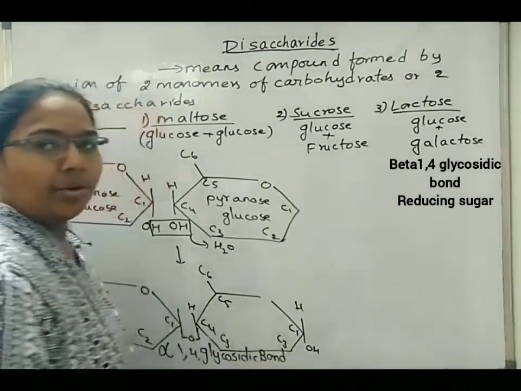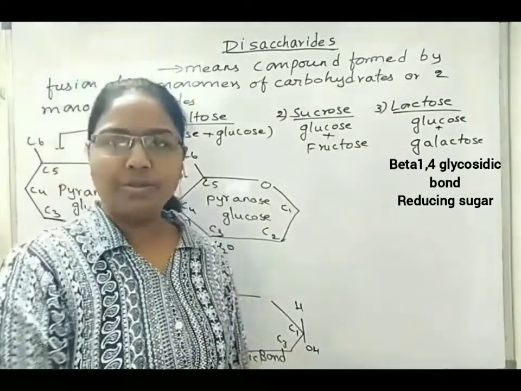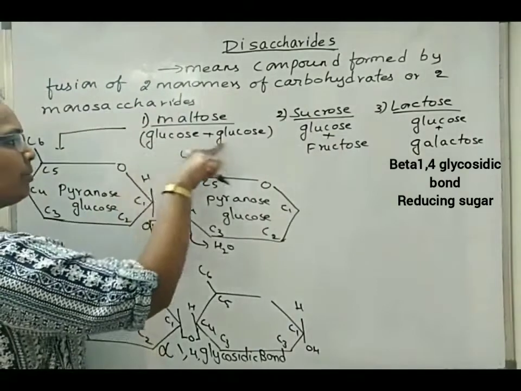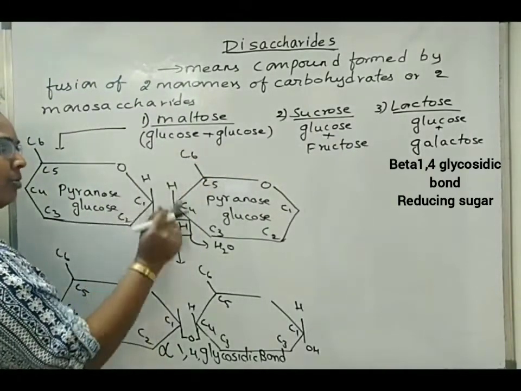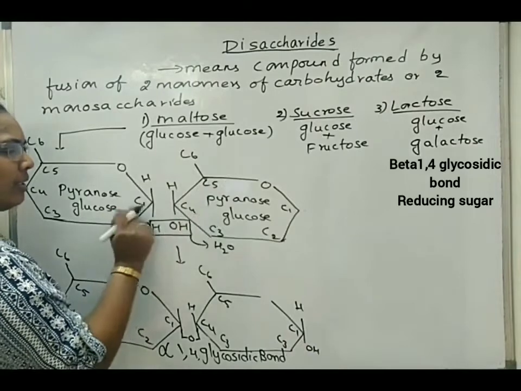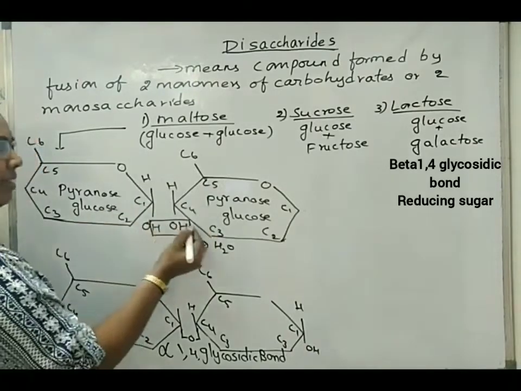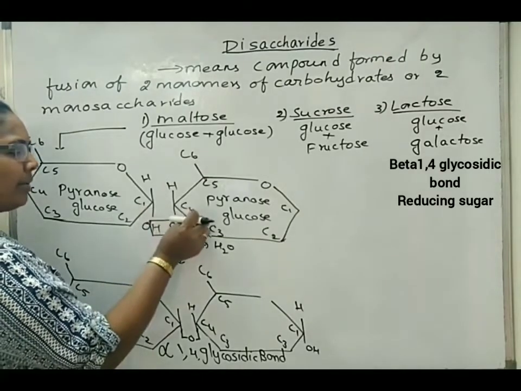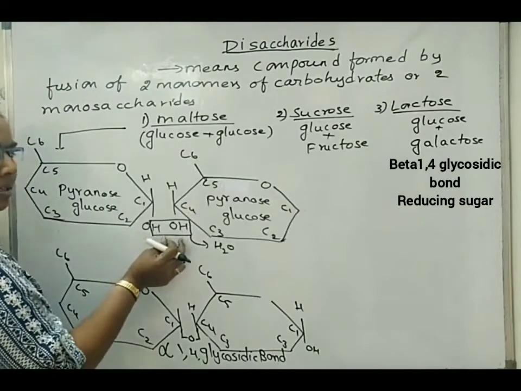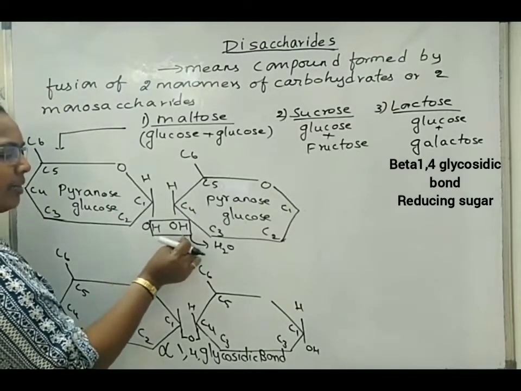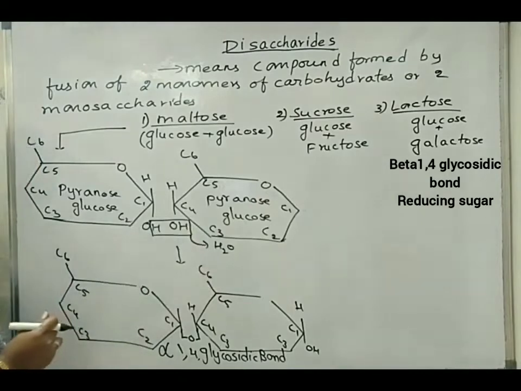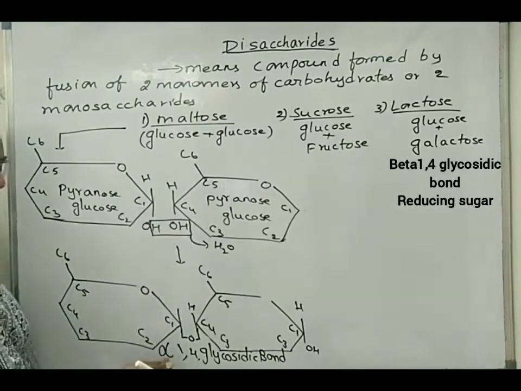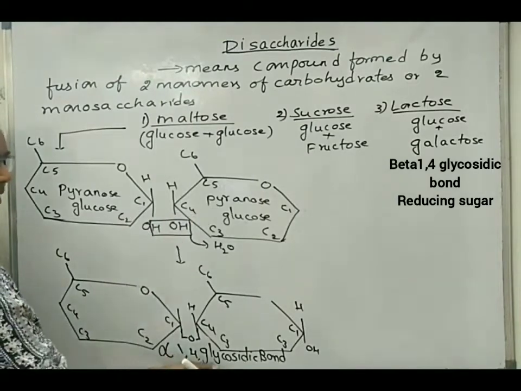Now, this glycosidic bond, from a chemistry point of view, you relate to a covalent bond. In the case of maltose, it is made up of two glucose units, bound to each other in pyranose ring form only. When they are bound, the OH group at carbon 1 and the OH group at carbon 4 are fused, and hydrogen and OH are removed in the form of water, forming a bond between carbon 1 and carbon 4. That bond is termed an alpha 1,4 glycosidic bond.